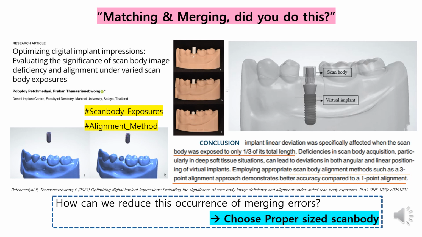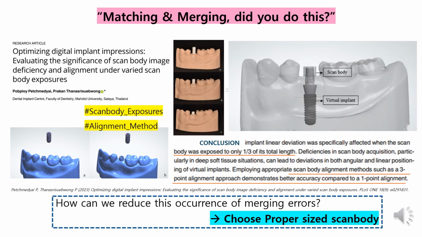Therefore, it is important to select the scan body with the right amount of exposure to prevent alignment errors. In the case of Dr. Nu Win, although he didn't state the size, it might have been a posterior molar, and due to the distance between the teeth, a shorter scan body might have been used. If so, this could have been the cause for the occlusion error.